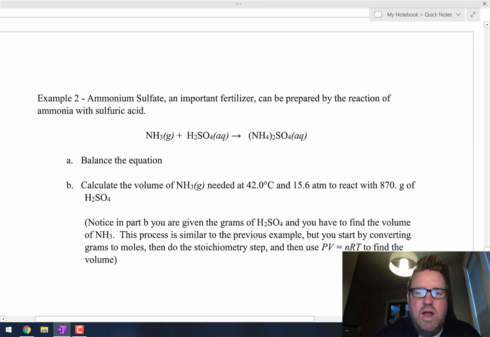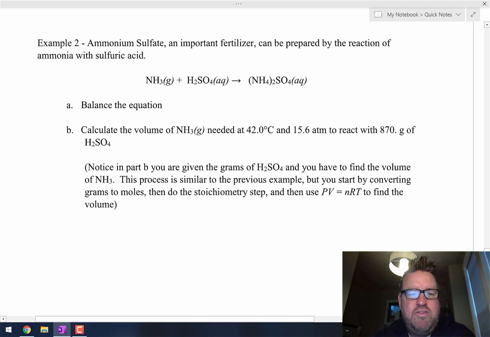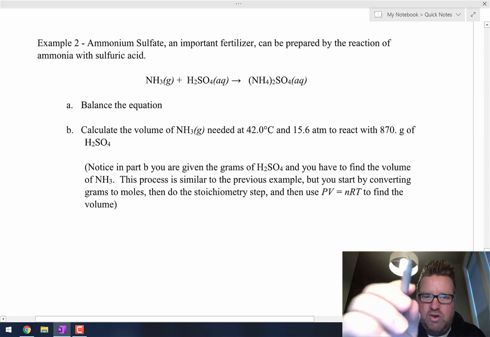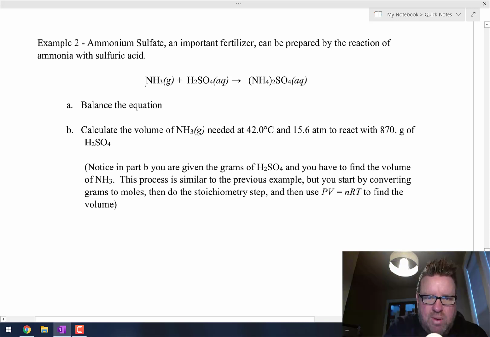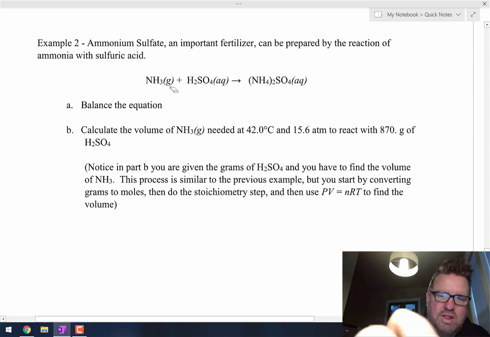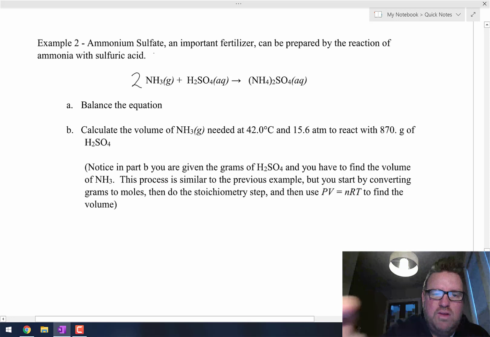Okay, another example. This one isn't done for us here. So ammonium sulfate, an important fertilizer, is prepared by the reaction of ammonia with sulfuric acid. So part A, we need to balance the equation. So right away I see one nitrogen here, and here I see two nitrogens. So I'm going to need to put a 2 there. That makes 6 hydrogens plus 2 more is 8. There's 8 hydrogens. And then SO4, SO4. So all we needed was a 2 in the front of that NH3 right there.